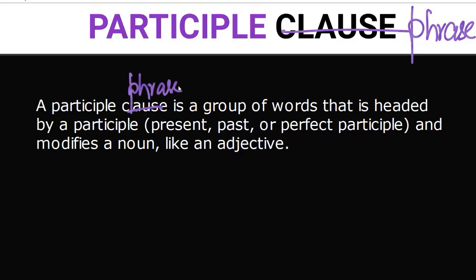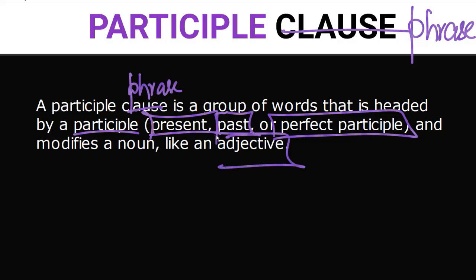All right. So a participle phrase, not a clause, is a group of words that is headed by a participle. That could be a present participle, a past participle, or a perfect participle. And it functions like an adjective, right? So it identifies or modifies a noun or a pronoun, generally a noun, and works like an adjective.